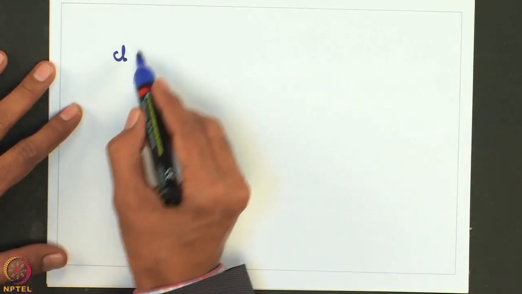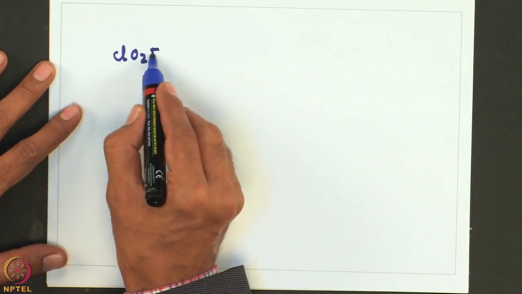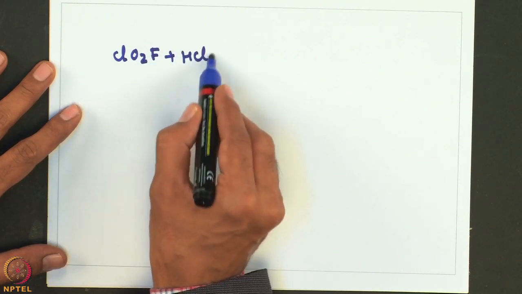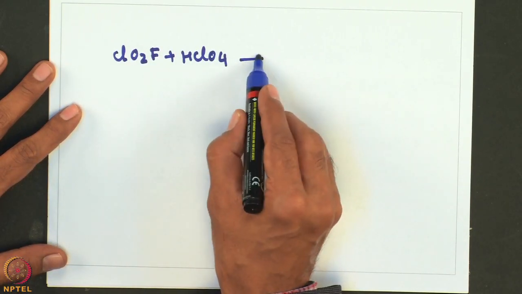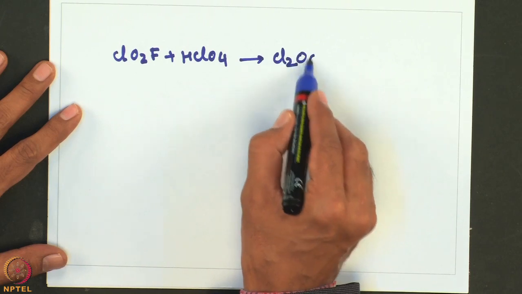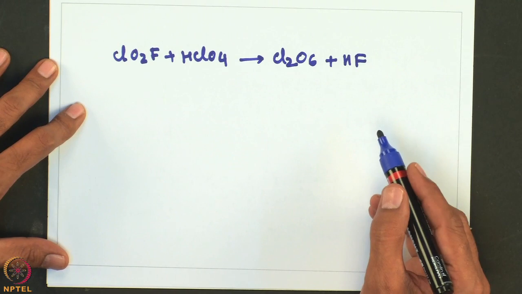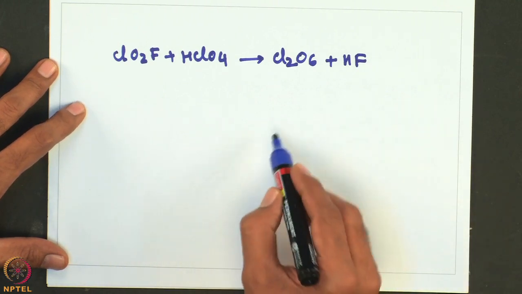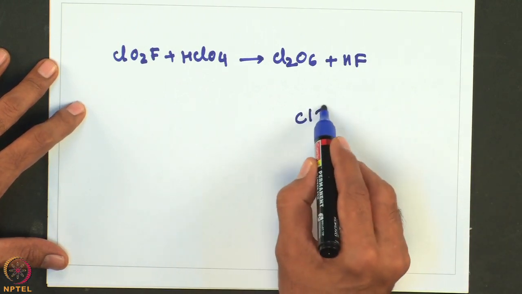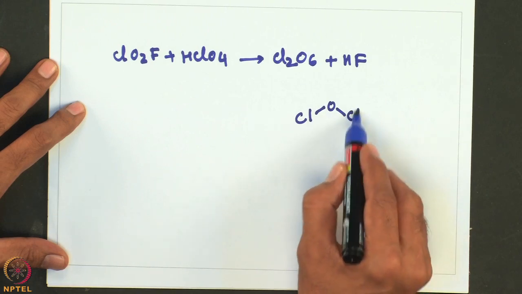Ozone reacts with ClO2 at 273 Kelvin to form Cl2O6, a dark red liquid which is also made by the following reaction that I am going to write now. Of course, if you are curious to know the structure of Cl2O6, this is how it looks. We have an oxygen bridge here.